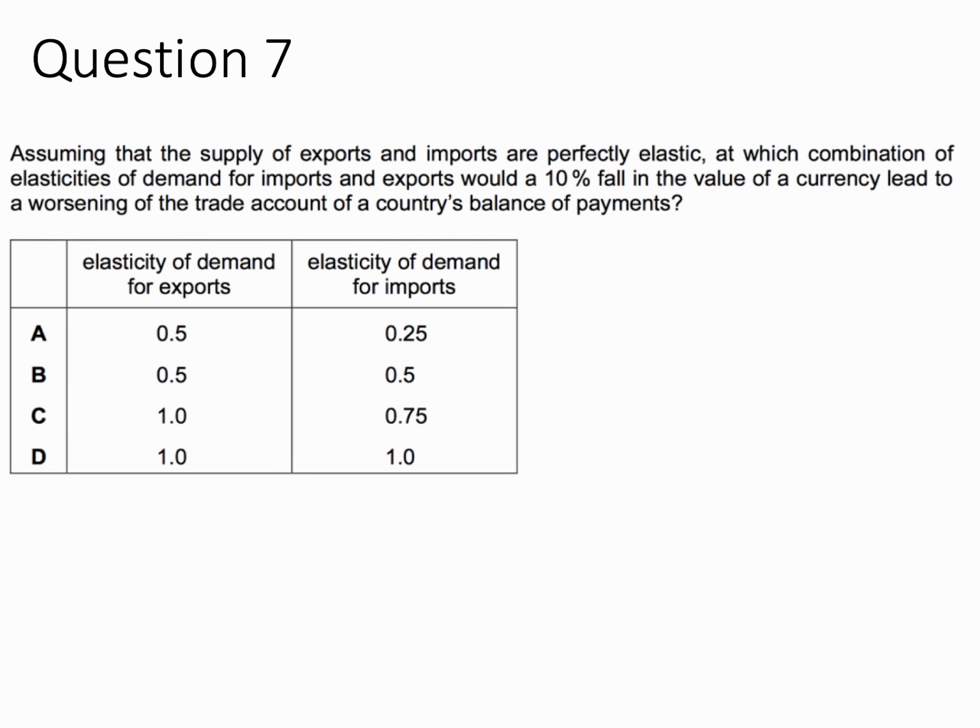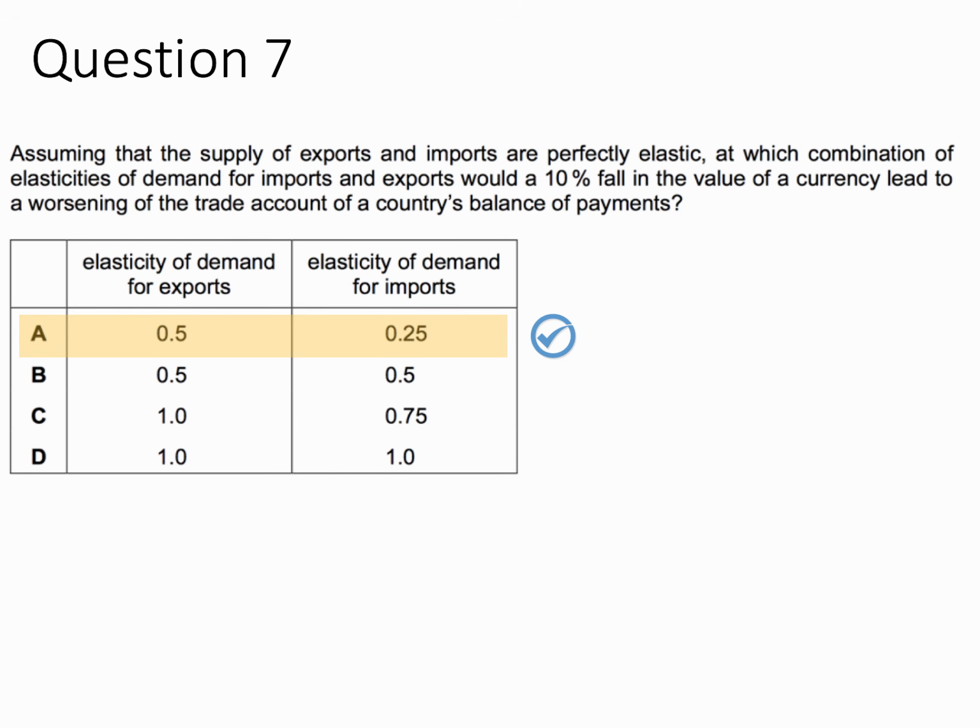Question 7. Assuming that the supply of exports and imports are perfectly elastic, at which combination of elasticities of demand for imports and exports would a 10% depreciation in the currency lead to a worsening of the trade account of the balance of payments? Do you recognise the concept we're testing here? Have a go at the question. And the correct answer is A.